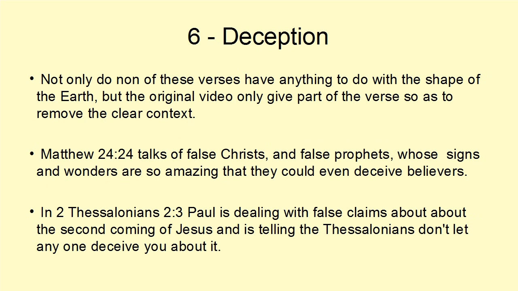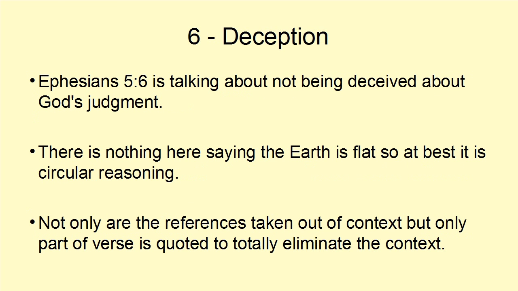Not only do none of these verses have anything to do with the shape of the earth, but the original video only gives part of the verse so as to remove the clear context. Matthew 24:24 talks of false Christs and false prophets, whose signs and wonders are so amazing that they could deceive believers. In 2 Thessalonians 2:3, Paul is dealing with false claims about the second coming of Jesus and is telling the Thessalonians, don't let anyone deceive you about it. Ephesians 5:6 is talking about not being deceived about God's judgment. There is nothing here saying the earth is flat, so at best it is circular reasoning.